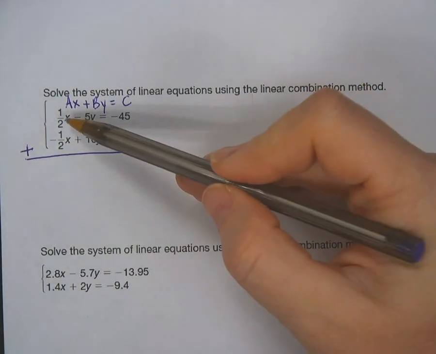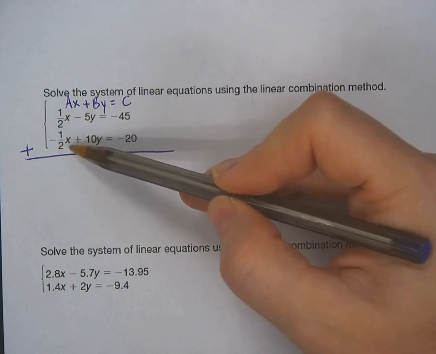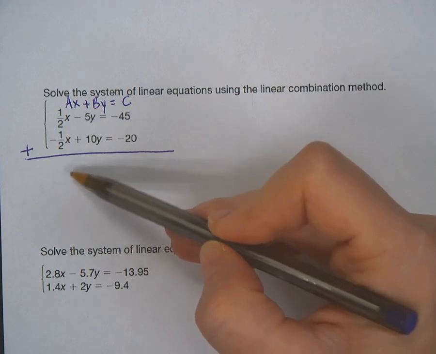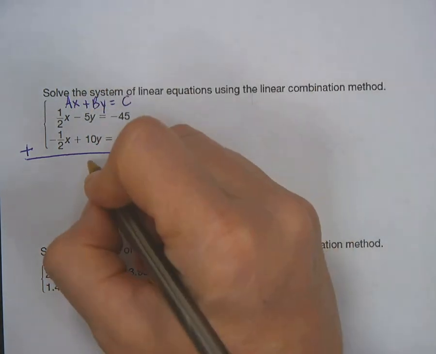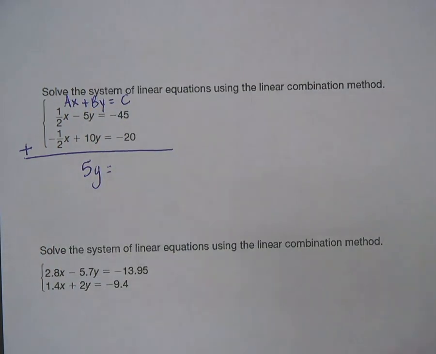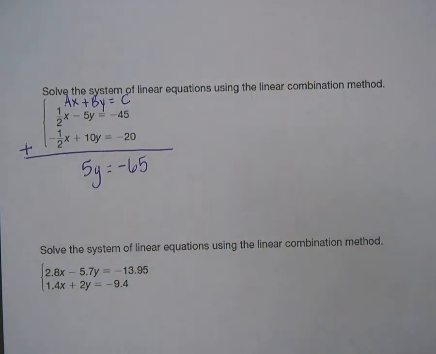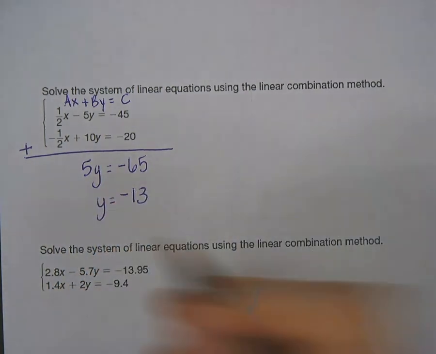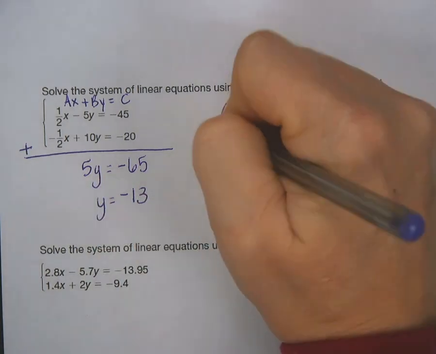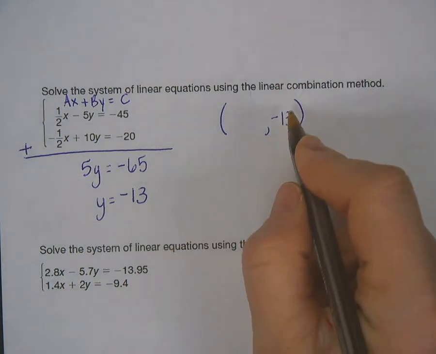And you can see right off the bat that 1/2 x and negative 1/2 x are opposites. So when we add them together, we are going to get 0x. So that's going to cancel off. So we're going to continue adding here. Negative 5y plus 10y is 5y. And negative 45 plus negative 20 is negative 65. Okay, now we're going to divide both sides by 5, and we get negative 13. Just like before, we now have half of our solution. We know that the y value is negative 13.